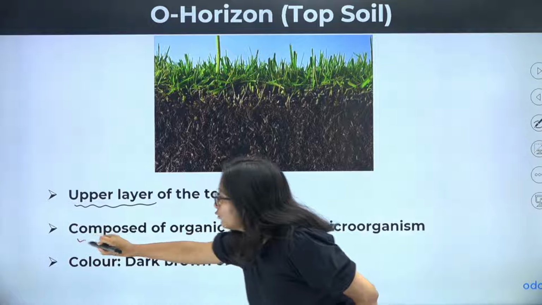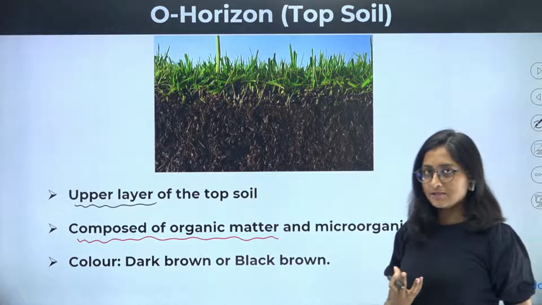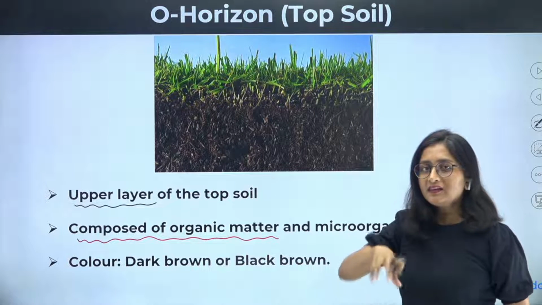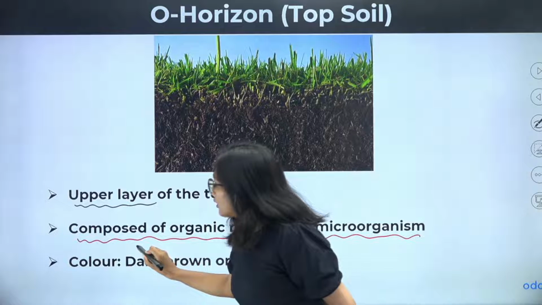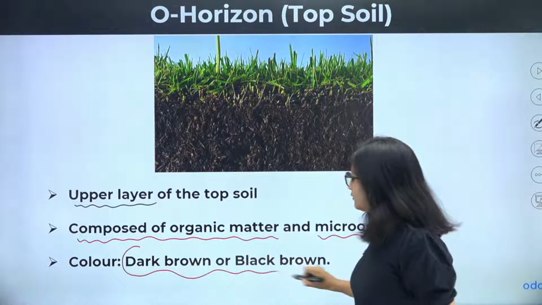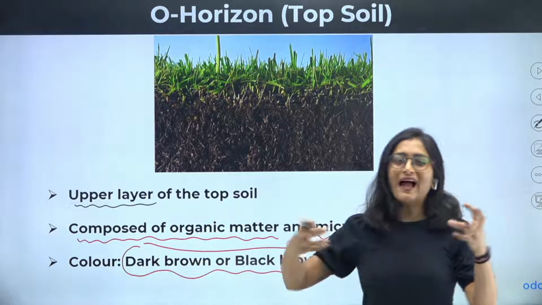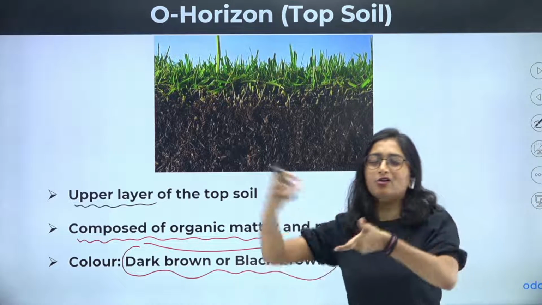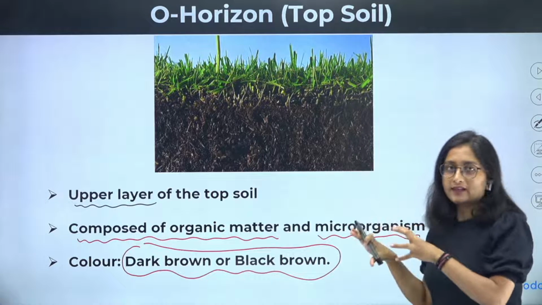Now, they do have the organic matter, right? The dead organic matter. They're going to contain all the natural matters and the microorganisms. Now, what is the color? If you look, you will find that it is a little bit dark brown to blackish in color, like brown, dark brown, or blackish in color. So, in that manner, you will find this horizon.